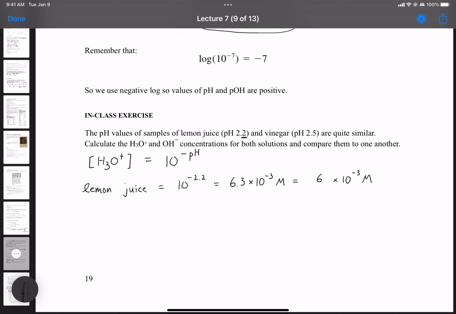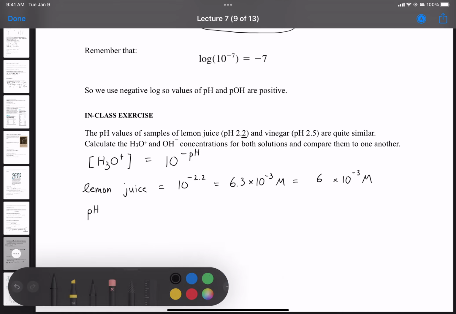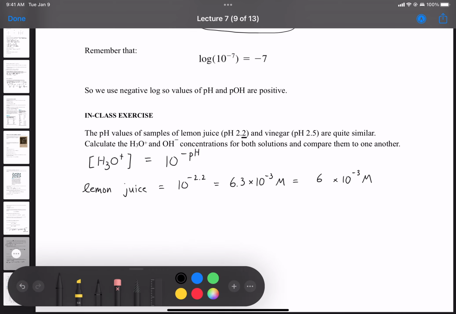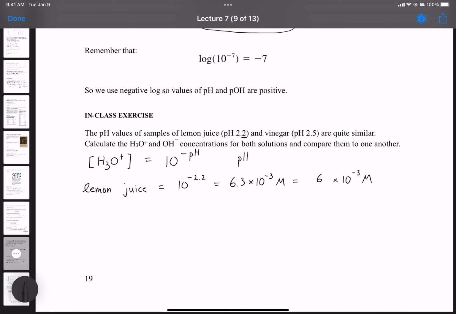Okay, so that's lemon juice, and that's for H3O+. If we know H3O+, we can figure out the OH-, right? There are 2 ways we could do this. Oh, sorry, that's right over here. We have room down there for the second problem. So we have pH plus pOH equals 14. There are 2 ways you can do it.